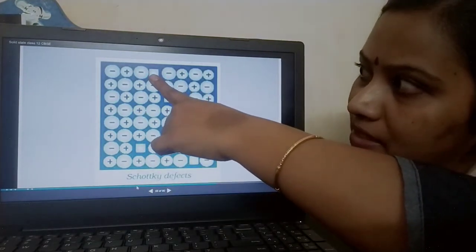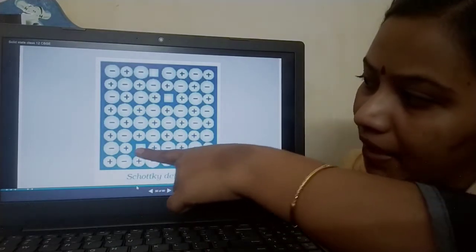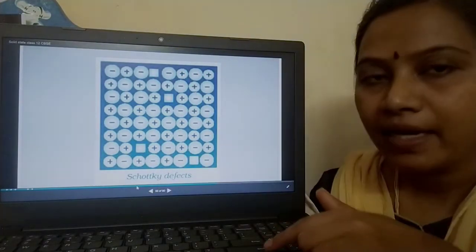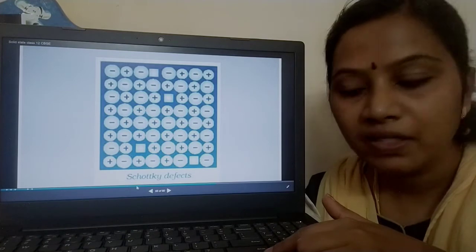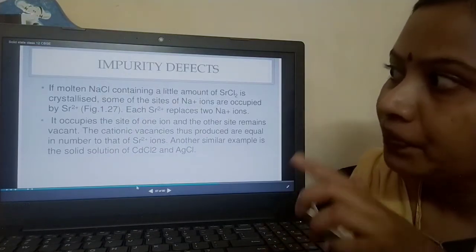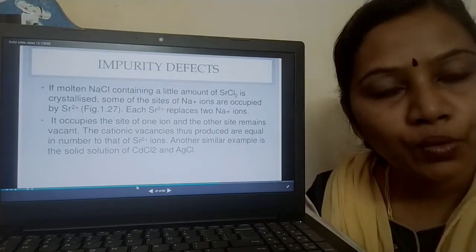See here, one plus is removed, and when you see here, minus is removed. So since the size is the same, the density difference is not much significant. Next, moving to impurity defect.